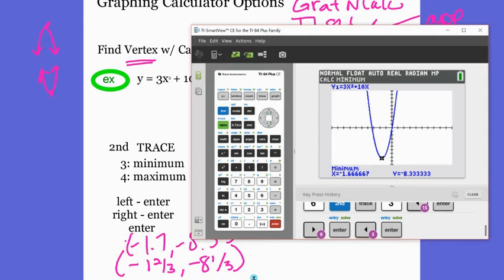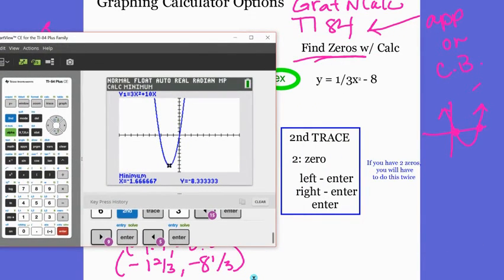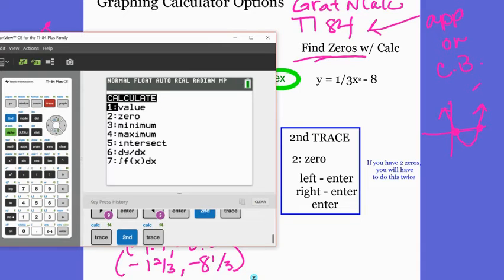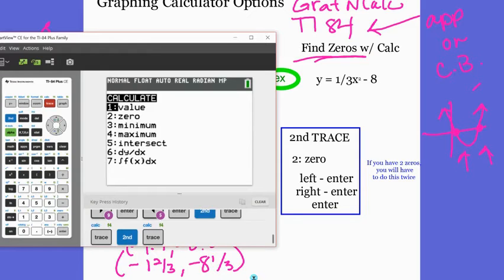To find the zeros, we're going to use that same menu, that calc menu. So I'm going to go back to second and calc. And I can tell that this one has second calc. There we go. I have 2 zeros. It had 2 different spots, so I need to do this whole process twice.